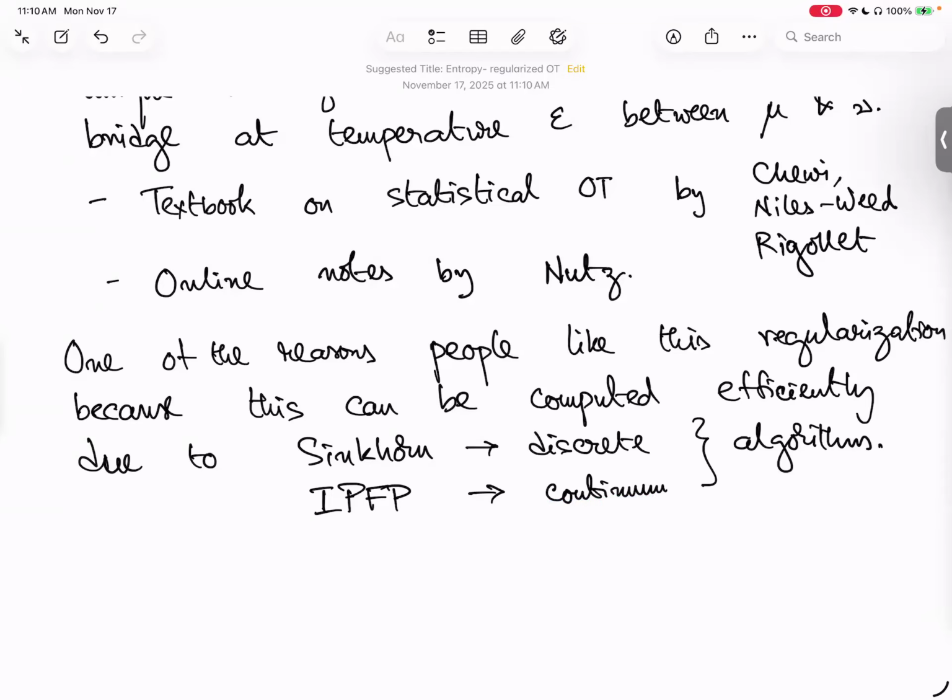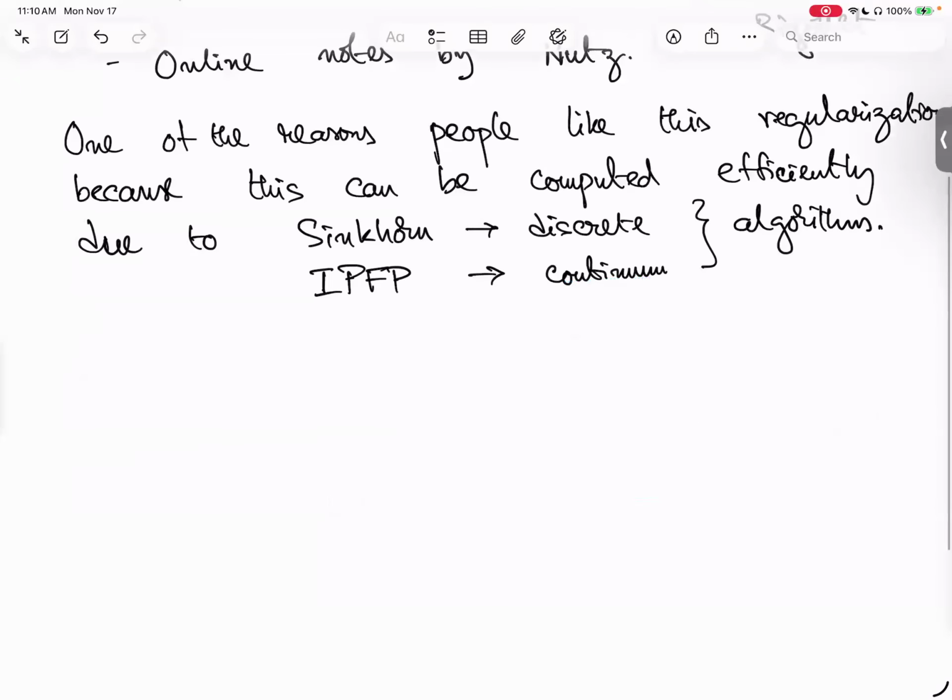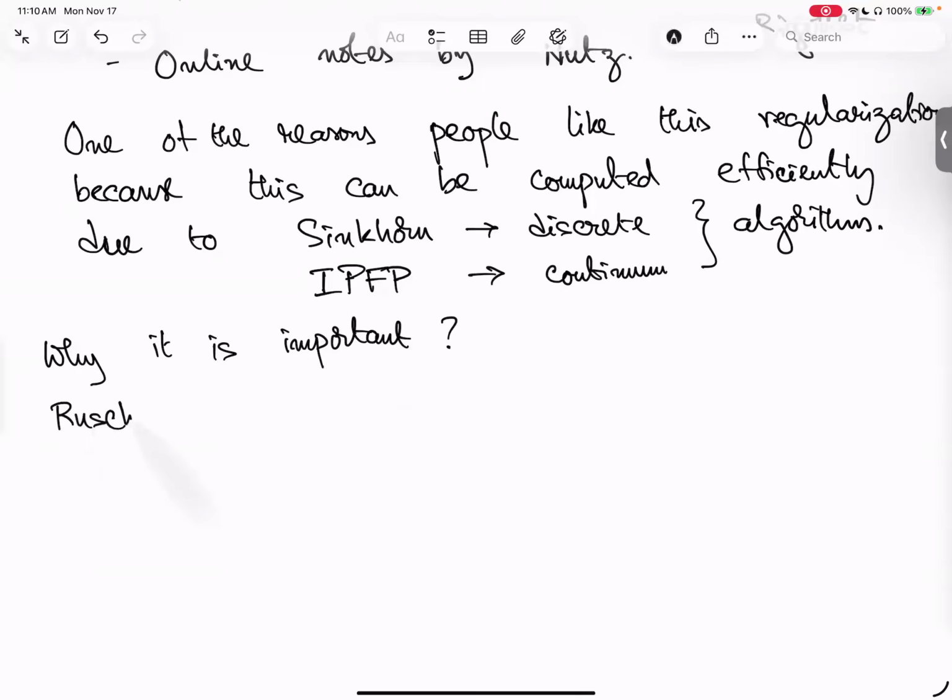So let's see where this comes from. And part of the reason I've already explained last time. So let's start with the IPFP. So why is this important? It comes from, by the way, both Sinkhorn and IPFP are much older than statistical optimal transport. These algorithms have been existing since the 1950s and 60s, because these have many other uses. Why it is important is because we know something about what the Schrodinger bridge looks like. So this is a theorem we talked about last time by Ruschendorf.